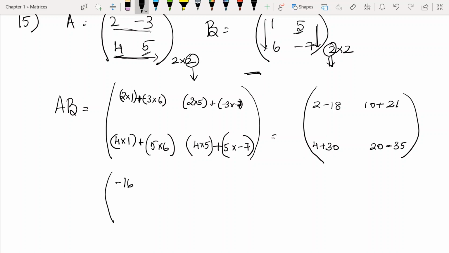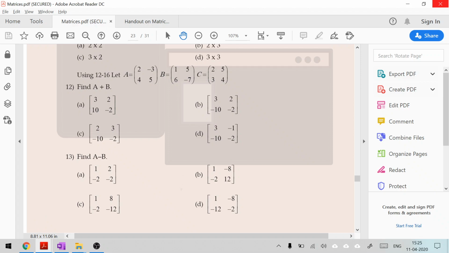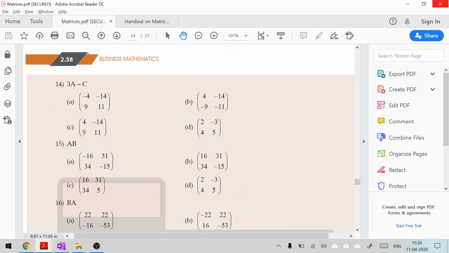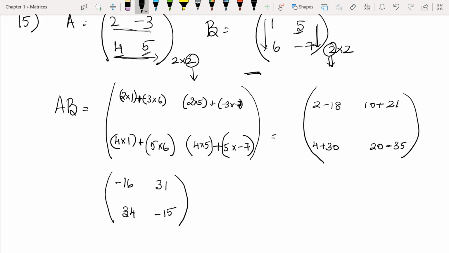Minus 16, 31, 34, minus 15. Now check which answers match. So you have option A: minus 16, 31, 34 and minus 15. So the answer is option A.